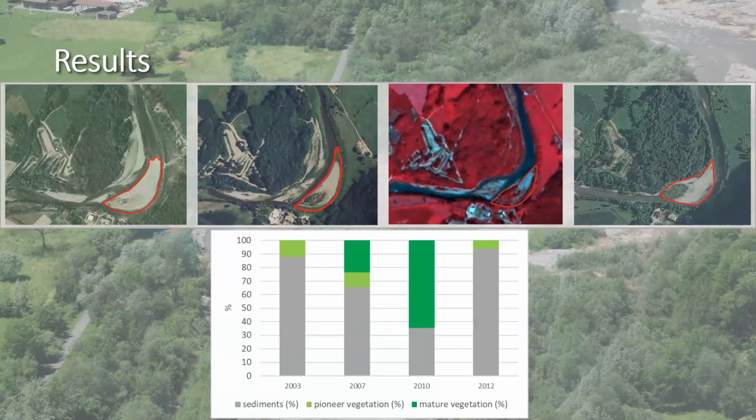We can also see the same trend in the second study area. Here from 2003 to 2010, the vegetation expands, but it is also possible to see the drastic reduction of the vegetation after 2010. This is caused by a clear cut that has changed the sediment stability and moved the bar to the other side of the river.